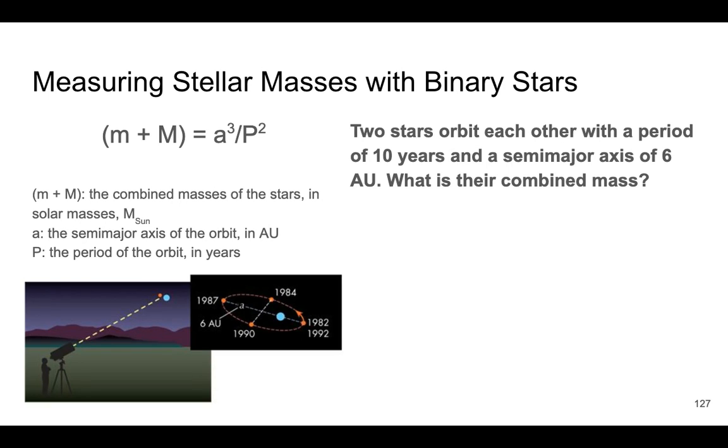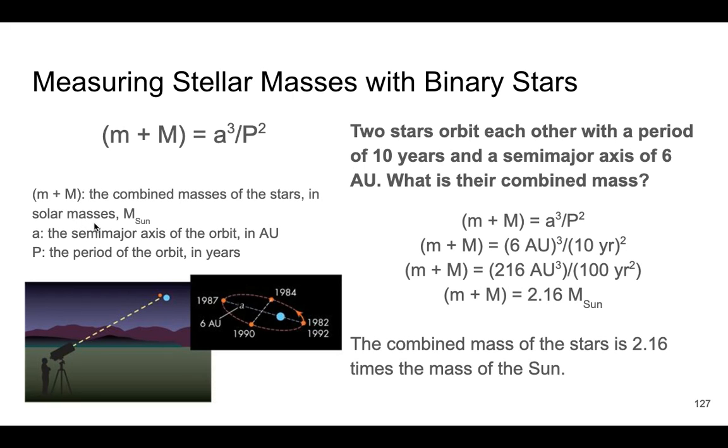So here's a couple slides where you would figure out the math. We'll go through this quick. Two stars orbit each other with a period of 10 years and a semi-major axis of 6 AU. What is their combined mass? You would want to figure out, well, 10 years, which piece of information is that? And 6 AU, which piece of information is that? The 10 years is the period, and the 6 AU is the semi-major axis, so that's the A in this formula. Plug those numbers in, do the math. It turns out that the combined mass of these stars is about 2.16 times the mass of the sun.